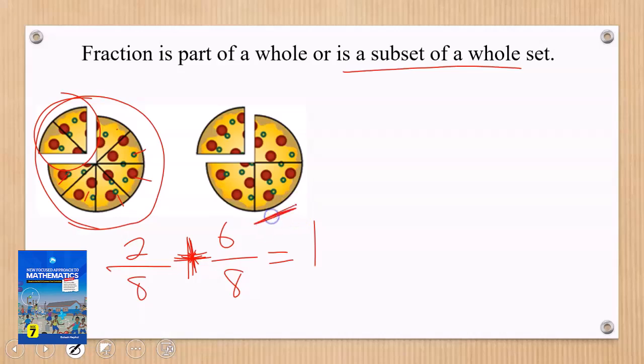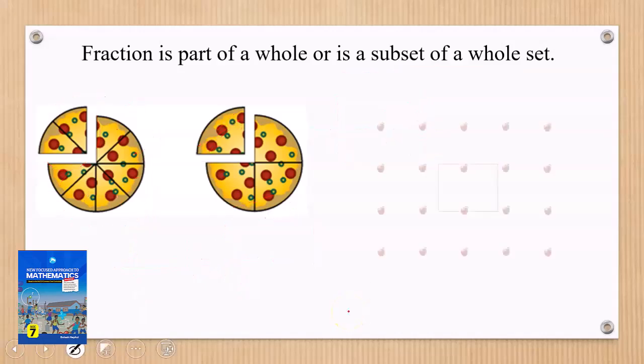Look at the second pizza also. It has been divided into 4. One part has been taken. Let's say you are eating this portion and your younger brother or sister also is eating the remaining portion of 3 out of 4. When we put this together, we should get 1 whole. And that is what we are trying to establish here.